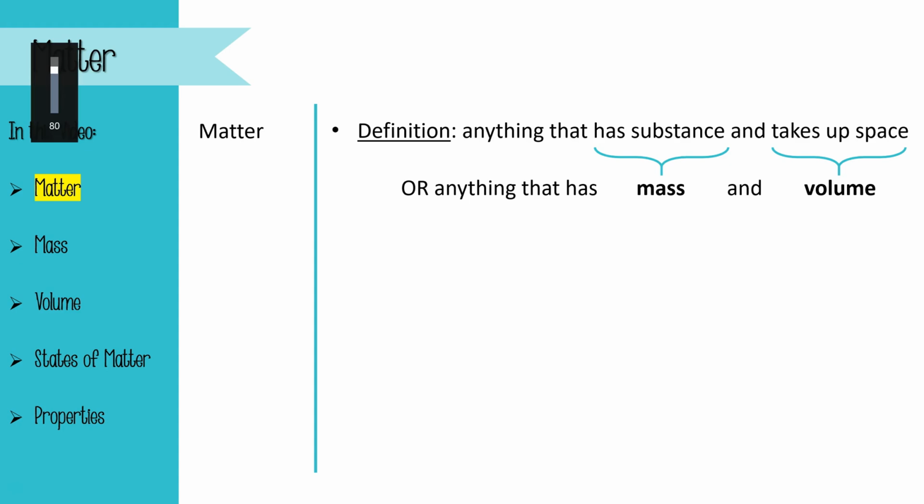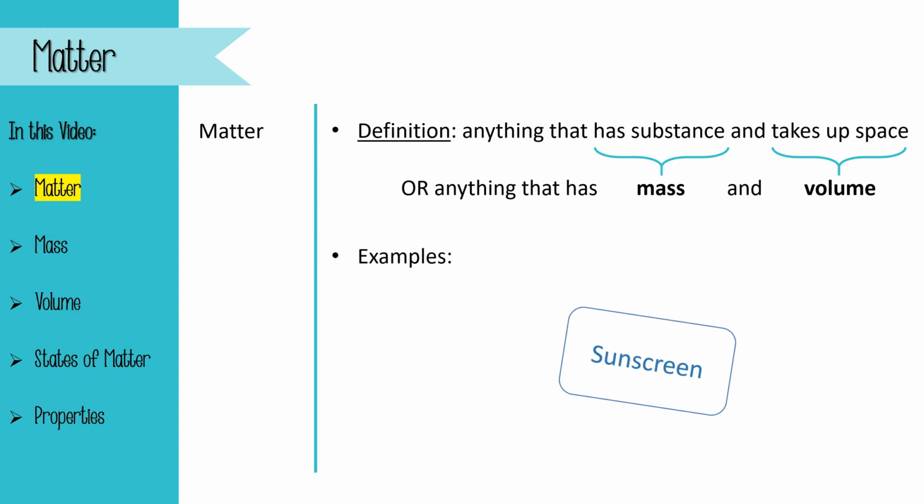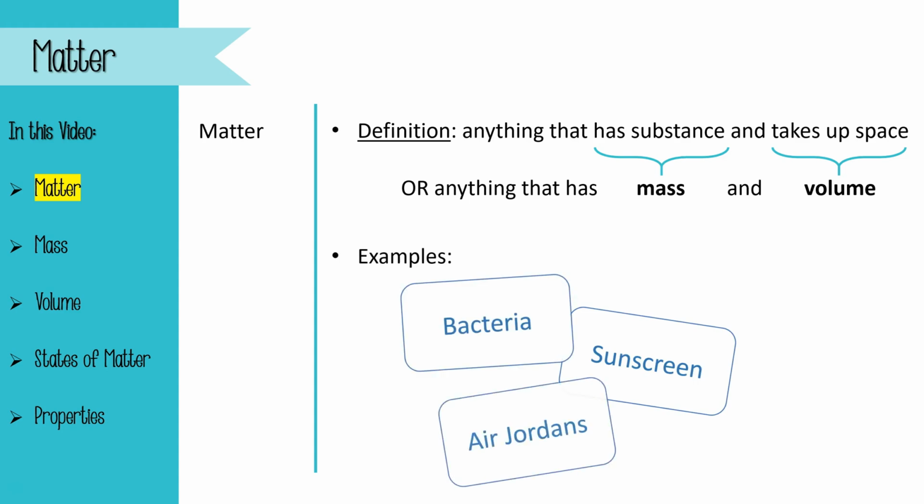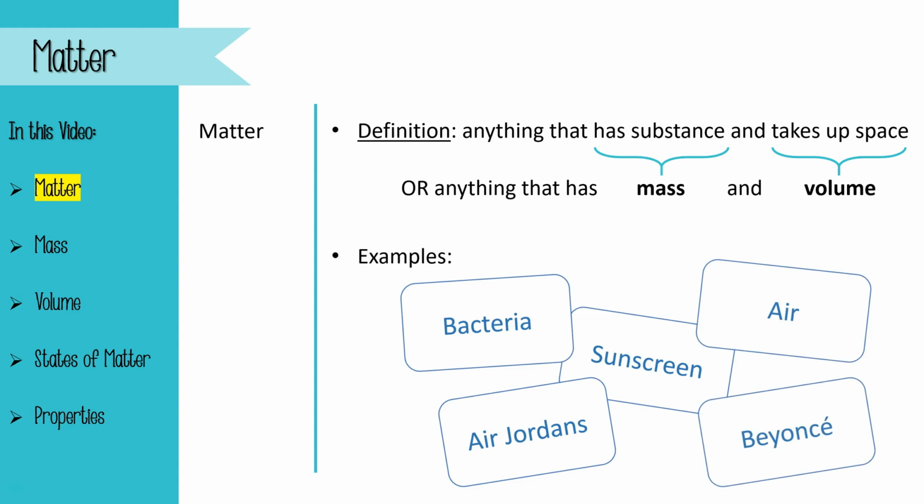Just as a reminder, some things that are matter that we talked about in class are sunscreen, bacteria, Air Jordans, air, or Beyonce. We can touch all of these things, even if just on a theoretical level. Let's take a minute to delve a little bit more into mass and volume.